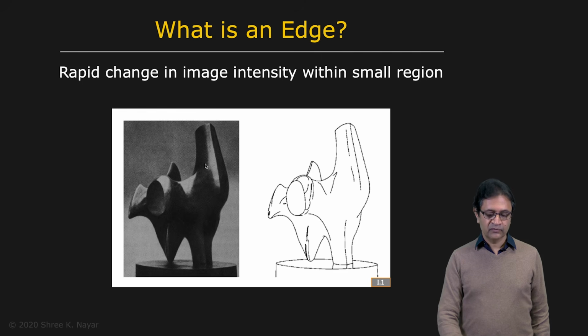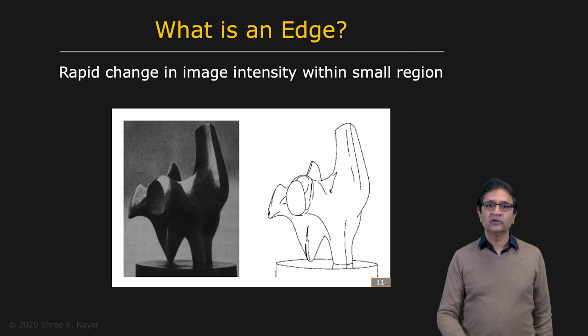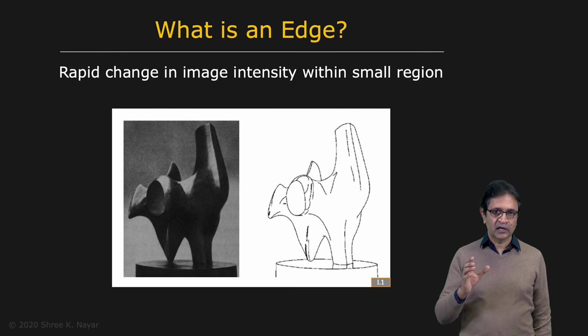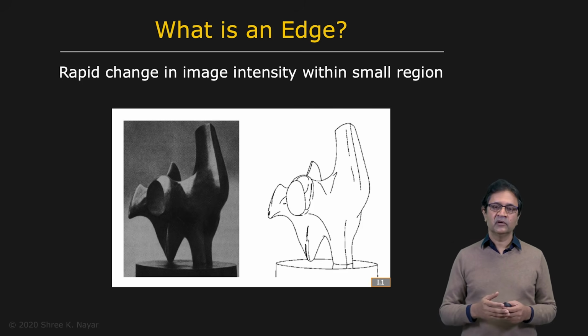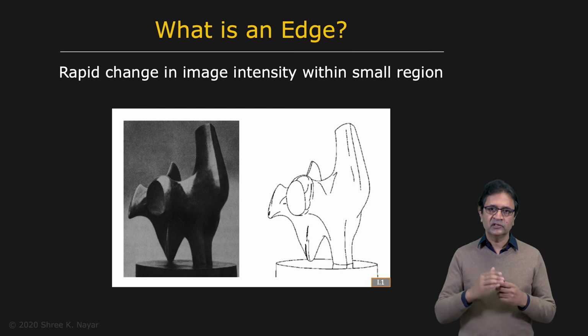On the left here, you see a photograph of a sculpture by Henry Moore, a famous sculptor. On the right, you see a sketch of this sculpture, which is made by an artist. And you can see here that just with a few strokes, the artist is able to convey a lot of information about the sculpture, the three-dimensional structure of the sculpture, some of the lighting effects like shading and highlights, and so on. So this is just to convey the point that edges, where you have rapid changes in brightness, are extremely important in terms of conveying or capturing visual information.